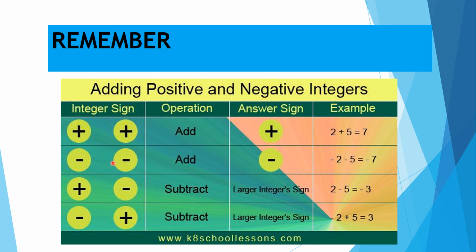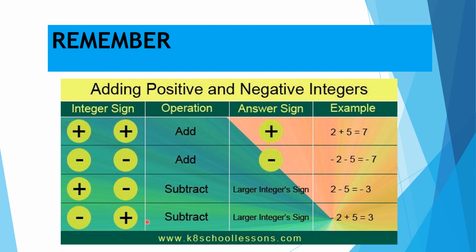Now some more things to remember. Plus plus, you add and take the addition sign. See, 2 plus 5, 7. Minus minus, you add and take the negative sign. Minus 2 minus 5, again you add 5 plus 2, 7 and take the negative sign. Plus minus, subtract and take the sign of the larger integer. 2 minus 5: you subtract 5 minus 2, 3, but you take the sign of the larger integer, that is the minus sign.